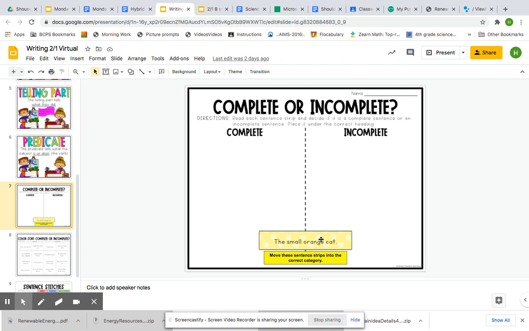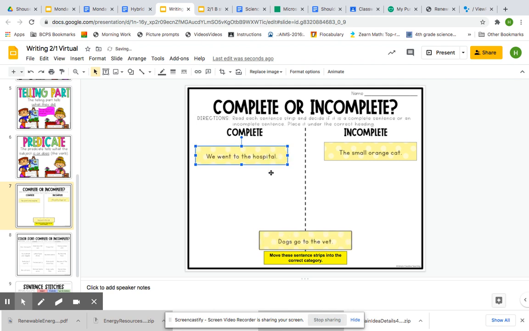So the small orange cat. This just tells me the who, the what the sentence is about. So it's not complete because it doesn't give me a telling part. We went to the hospital. We is the who we're talking about, and then you're saying where they're going is to the hospital, what they're doing. So the naming part and the telling part is there. So this sentence is complete. You all can sort through the rest of these to be complete or incomplete.